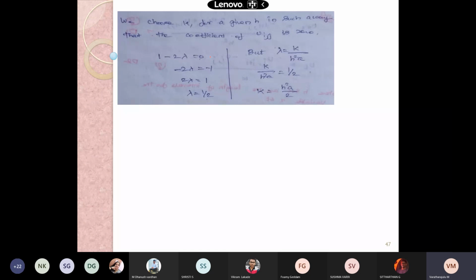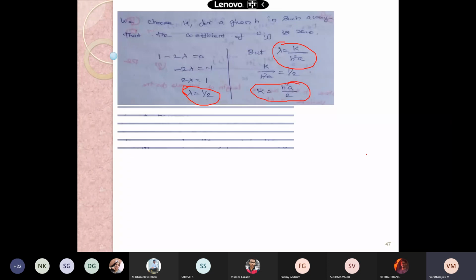If 1 minus 2 lambda is equal to 0, let's assume 1 minus 2 lambda is equal to 0. What happens? Minus 2 lambda is equal to minus 1. Therefore, lambda becomes 1 by 2, right? When lambda becomes 1 by 2, that we assumed as lambda is equal to k divided by h square a, therefore k divided by h square a is equal to 1 by 2. Therefore, k becomes h square a divided by 2, right? K is equal to h square a divided by 2.